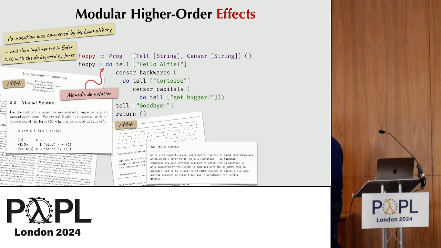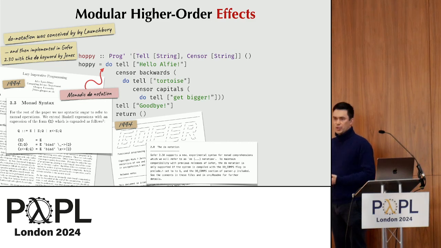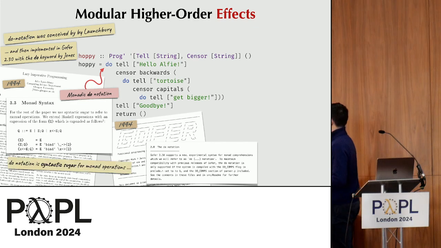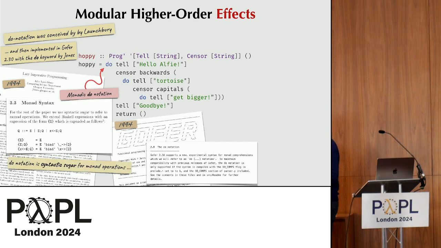That's implemented in '94 by Mark Jones, and that's where, for lexicographic reasons, he introduces the do notation as a do keyword, so it just makes things easy to parse. So we can also think of this as a syntactic sugar for monadic operations. So de-sugar from this program into something that uses the bind and return of the monad.